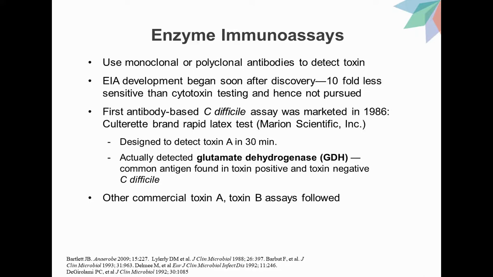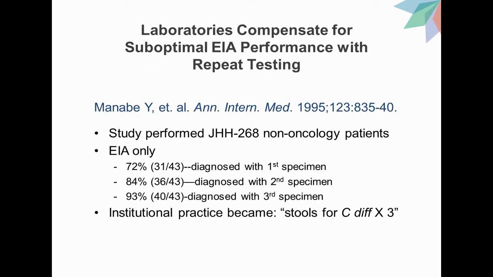The first antibody-based C. difficile assay was marketed in 1986. This was the Culturette brand rapid latex test. It was designed to detect toxin A in 30 minutes, which would have been a fantastic advance. However, what it actually detected was glutamate dehydrogenase, the common antigen found in toxin-positive and toxin-negative C. difficile. Other commercial toxin A and toxin B assays followed.